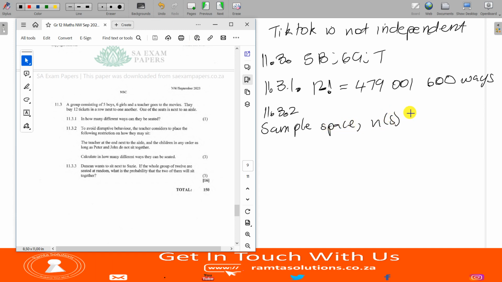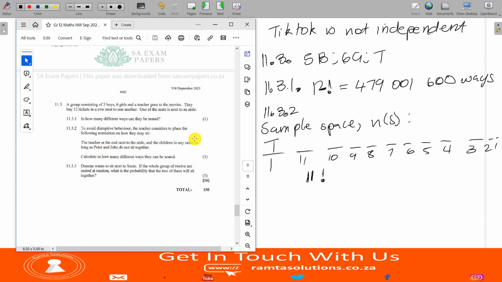N of S, if you like. So this is the teacher, it is 1, and then 11, 10, 9, 8, 7, 6, 5, 4, 3, 2, 1. So what is this? This is 11 factorial. When the teacher sits next to the aisle, that is your sample space.